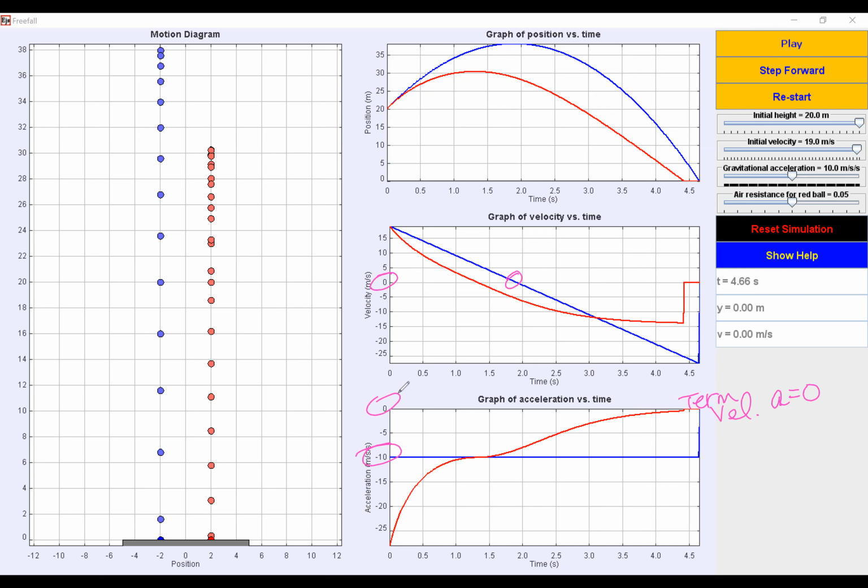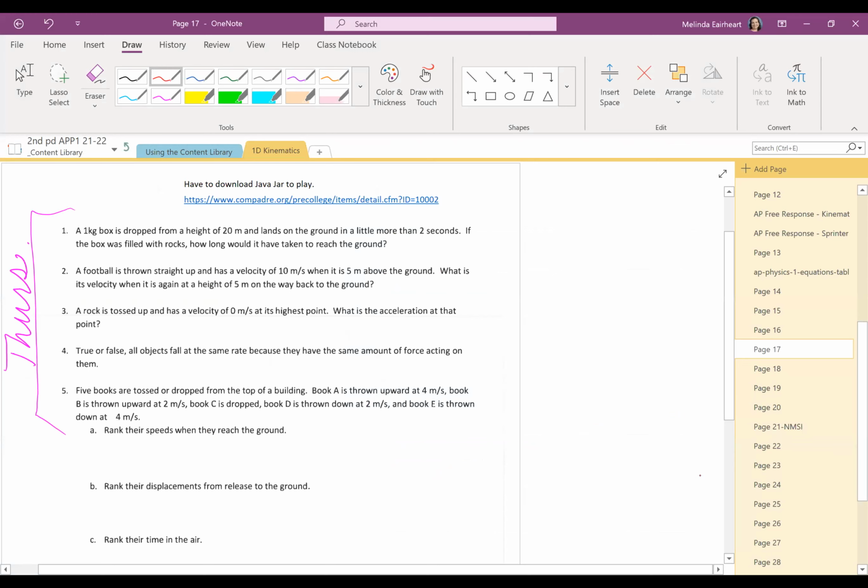Okay, so if you want to play around with this simulation, content library, just make a note to yourself on that page. I forget what page I'm on. Let's go back. I put it on page 17. So if you go to content library, but you do have to download that Java thing. So I don't know, I don't not trust it. I got it from a physics source, so I trust it, but it's up to you.